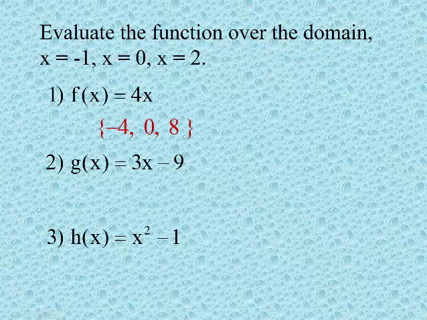When I do, -1 in for x, 4 times -1 is -4. 4 times 0 is 0. 2 times 4 is 8. And you can go on and see the rest. Plug in -1. 3 times -1 is -3. Minus 9 gives me -12, and so on. The same thing down here. Plugging -1, 0, and 2 in for x here produces 0, -1, 3.